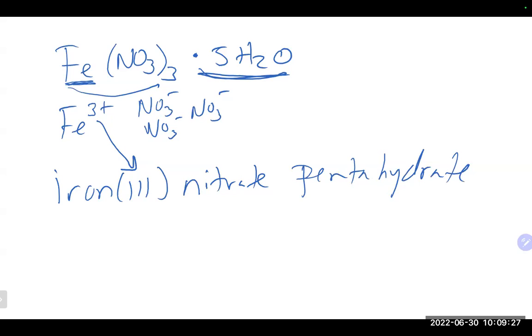So hydrate's not too bad. Pretty much the salt part is an ionic compound. So type 1, type 2 naming. And then you just add the appropriate prefix for how many waters are present. And you put hydrate for water.